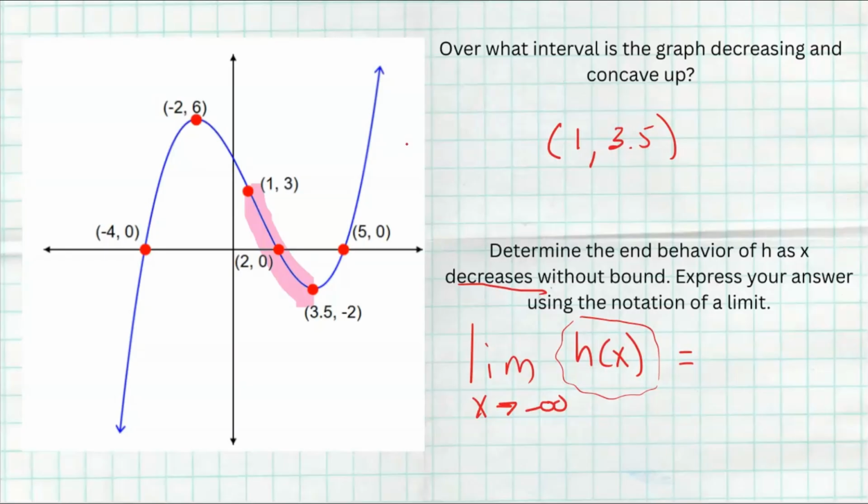So what do we see on that left-hand side? Well, we see it going down towards negative infinity. So as the inputs go towards negative infinity, the function is going down towards negative infinity as well. We clearly see that on the left-hand side there. All right, that's it for the second free response question.